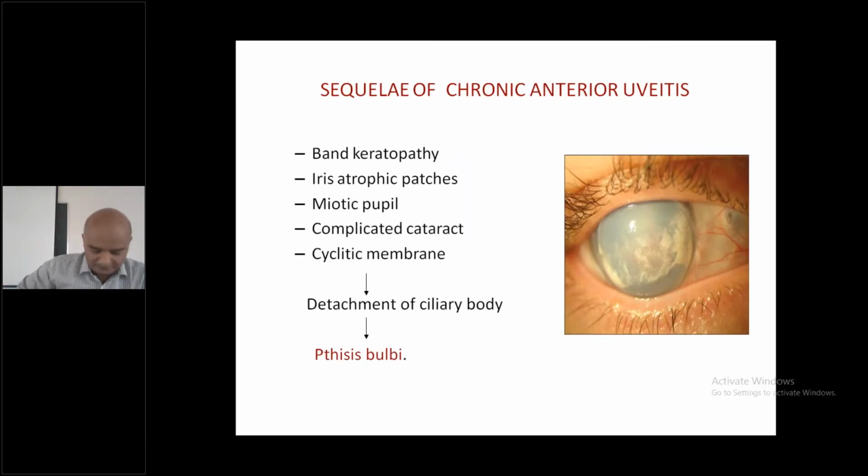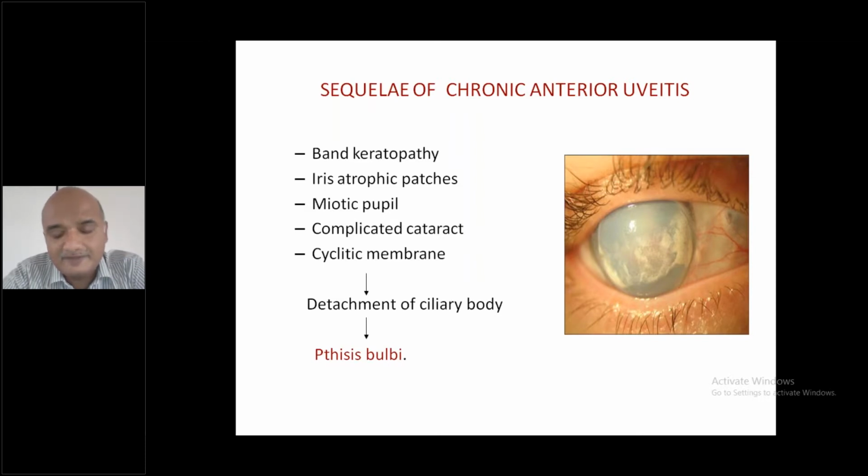So coming to sequelae, long-term iridocyclitis, what can it cause? What are the chronic clinical features which can occur in long-term iridocyclitis? As you can see in the picture, there is a white band formation on the cornea. The cornea is completely hazy. So that is called band keratopathy. There is deposition of calcium salts on the cornea and the Bowman's layer, and it is called band keratopathy.